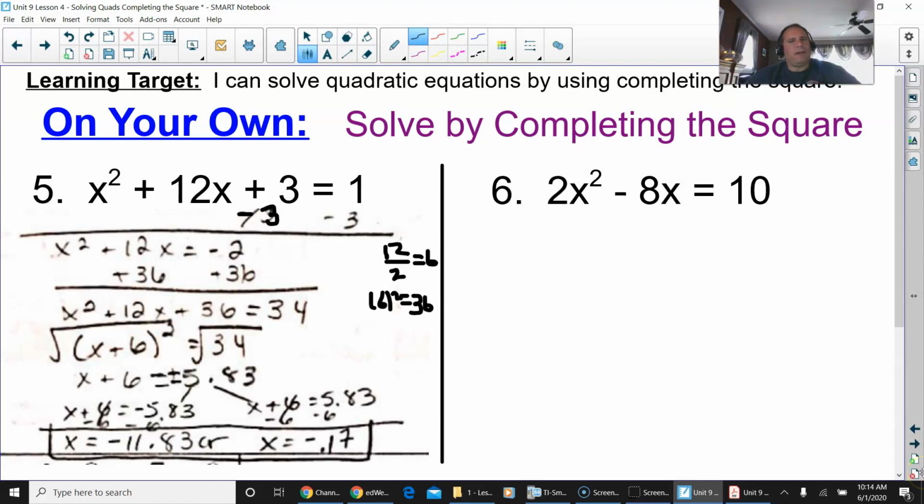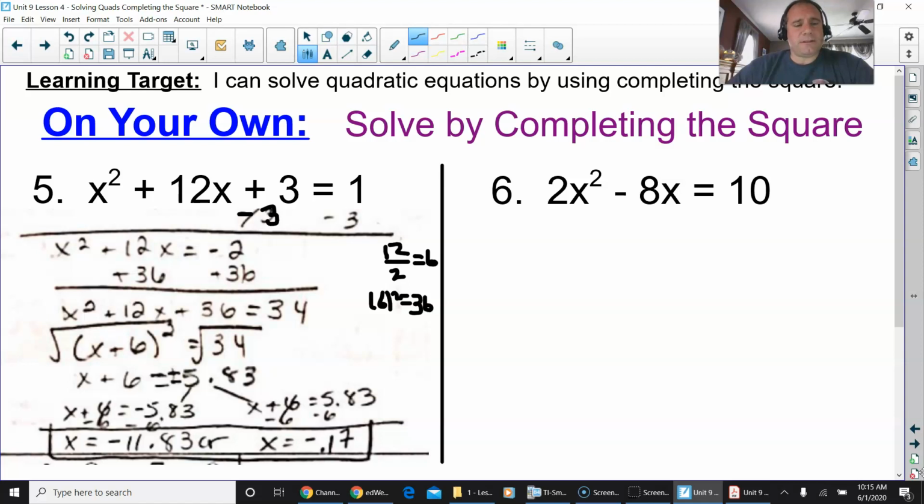Okay, so number 5, we have x squared plus 12x plus 3 equals 1. You subtract 3 on both sides first off, and then you have x squared plus 12x equals negative 2. 12 divided by 2 is 6. 6 squared is 36. You add 36 to both sides, and you get x squared plus 12x plus 36 equals 34, because 36 minus 2 is 34.